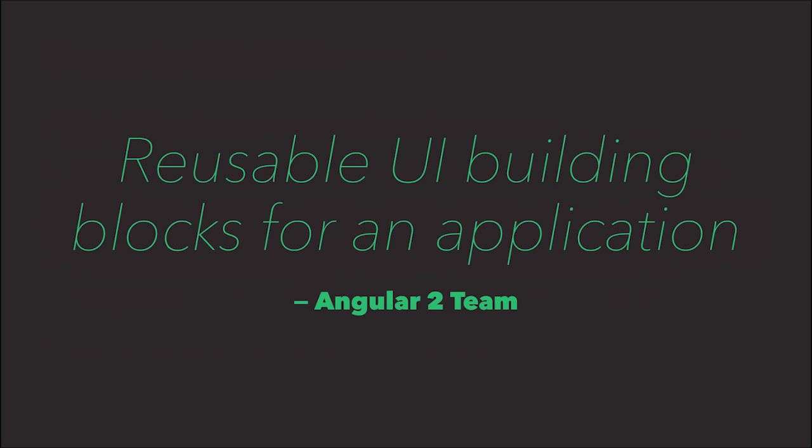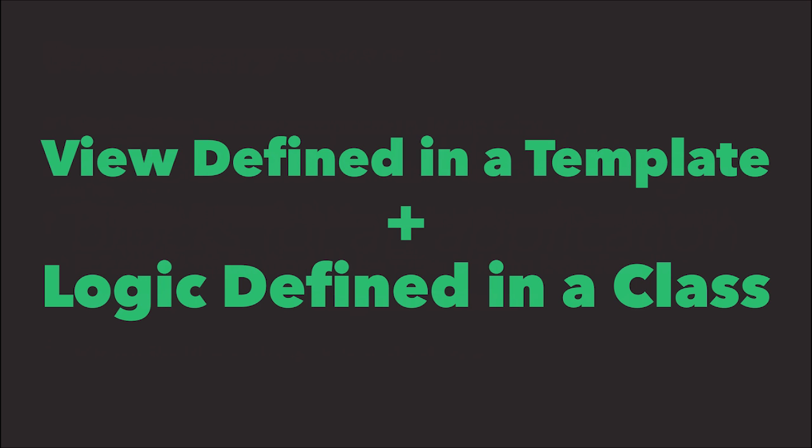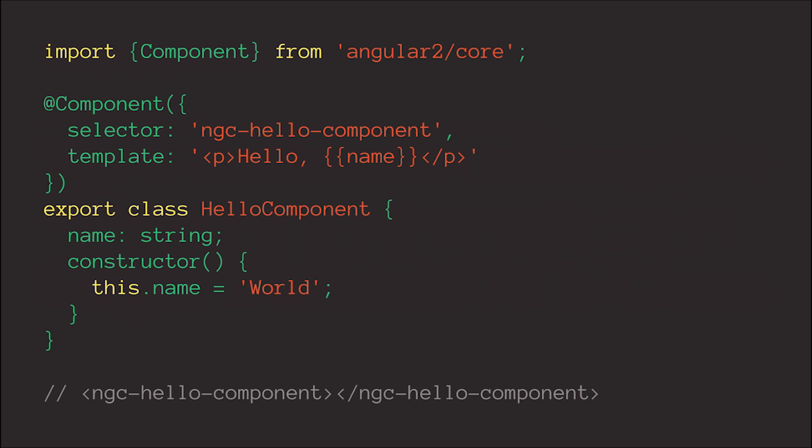So in Angular 1.5, we were introduced to this idea of a component, and Angular 2 just kind of builds upon that. Components are essentially reusable UI building blocks that you can use to construct your application, which essentially means that a component consists of a view which is defined in a template and some kind of logic that's defined inside a class.